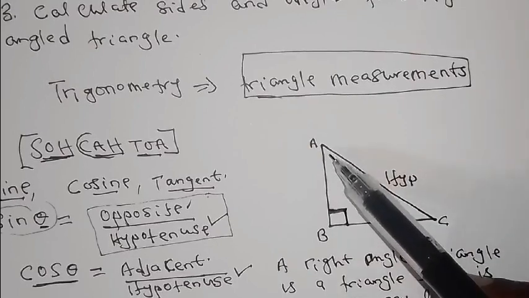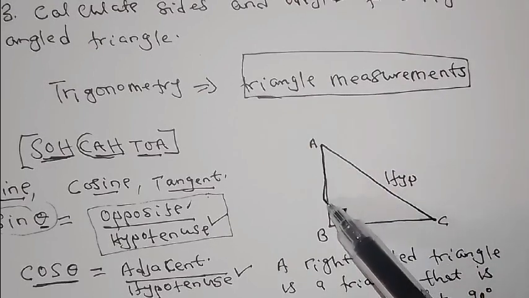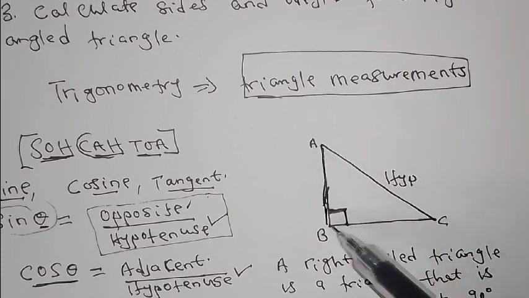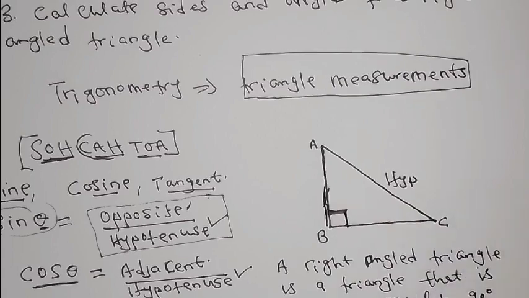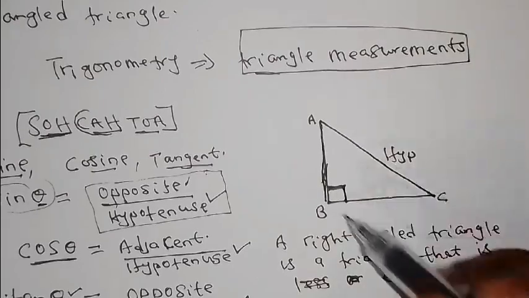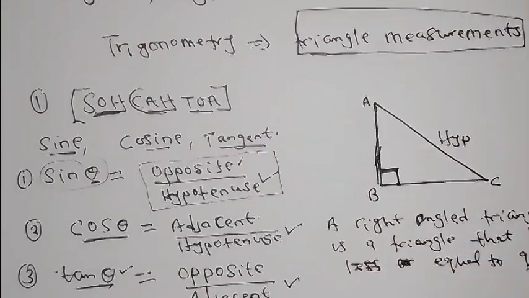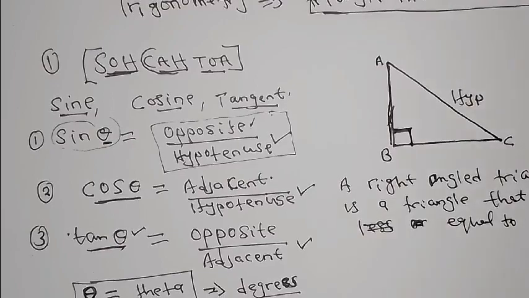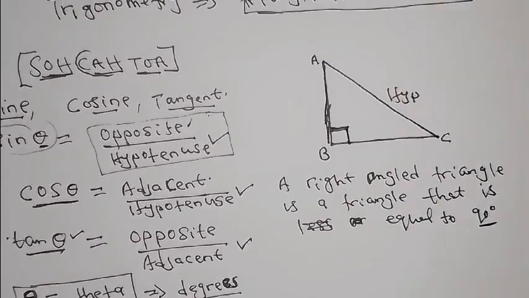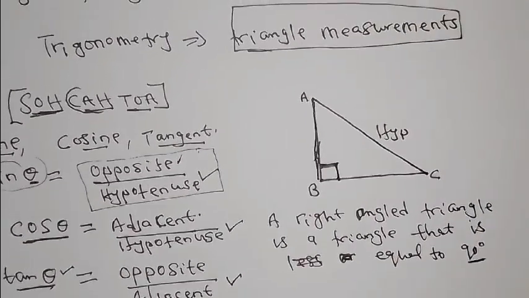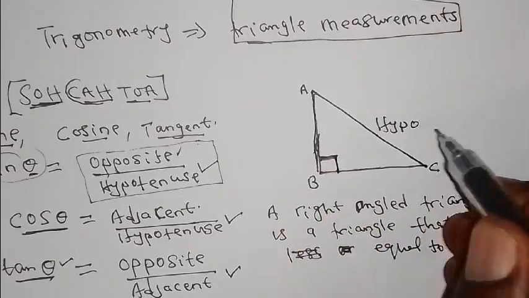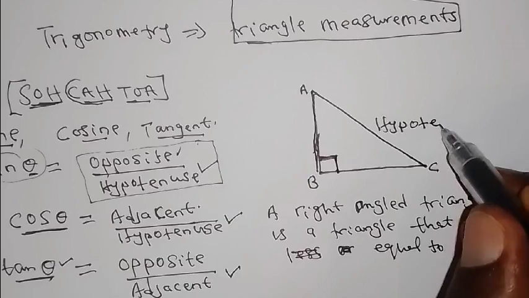Look at the way we have drawn them. This AB should be perpendicular to this line. That is basically the most important thing. If this is a right angle triangle, then we can apply these three trigonometric ratios. Now we are moving on, and the other thing I wanted to stress is that this line is called the hypotenuse.